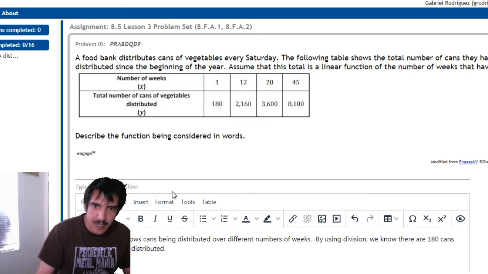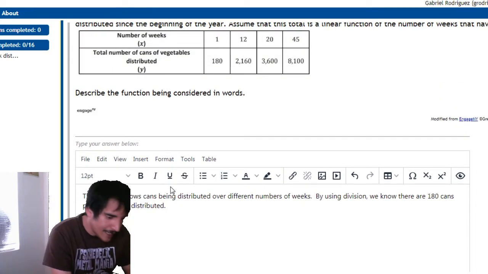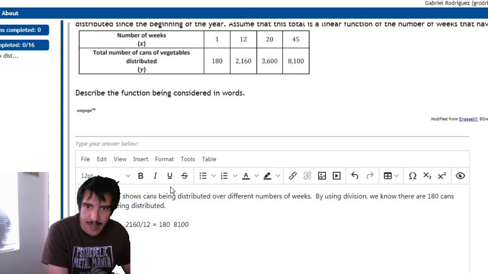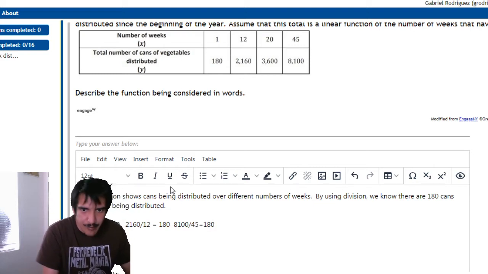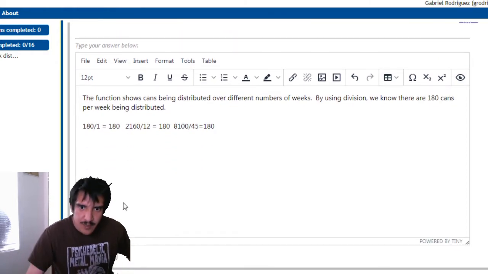And you might be thinking, how did you find that out? Well, we used division. We did 180 cans divided by 1 week. That equals 180. You could also do 2,160 divided by 12 weeks. That also equals 180. In fact, all of these, I'm just going to write the last one. 8,100 divided by 45 weeks, that also equals 180. And so we found out that there are 180 cans being distributed. So you would submit that answer.